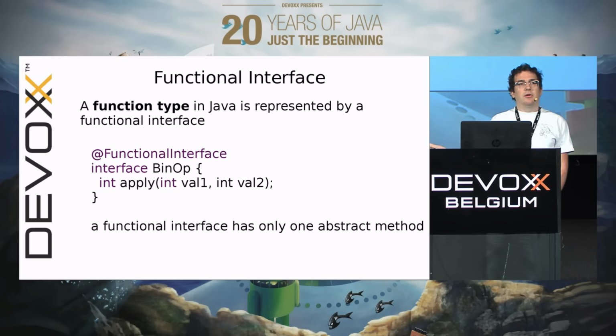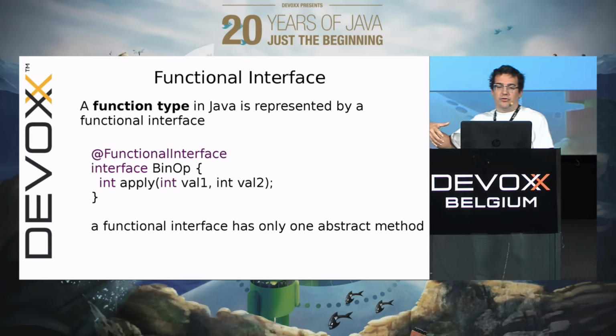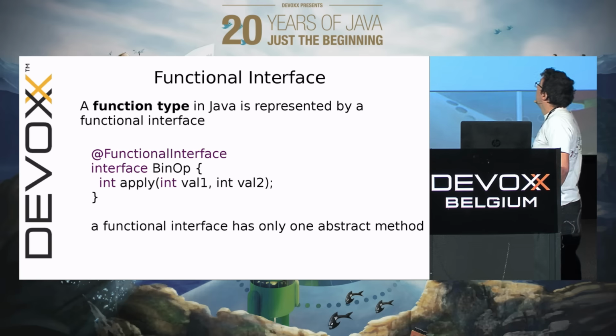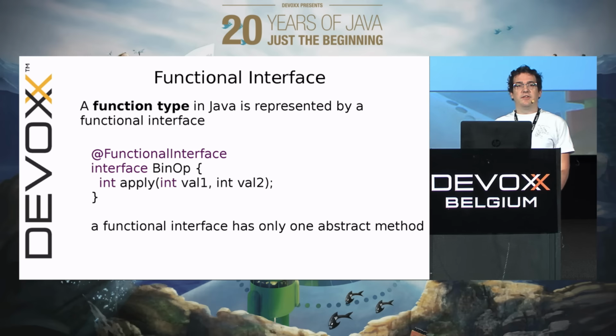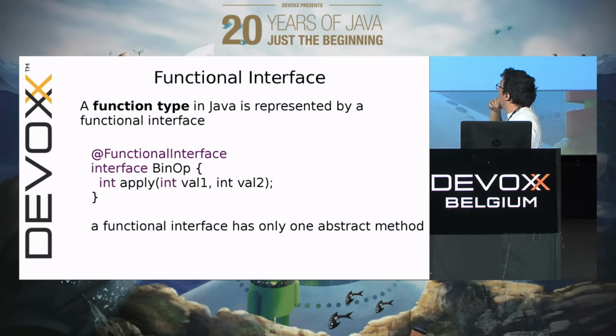Basically, the idea is you should not care about lambdas. Lambda is not the concept which is important. The important concept is functional interface. The idea of Java 8 is we want to introduce a function type in the language, but instead of having a specific syntax for function type, we reuse the mechanism of interface and say, if I have an interface with only one abstract method, I will use it to type a function.